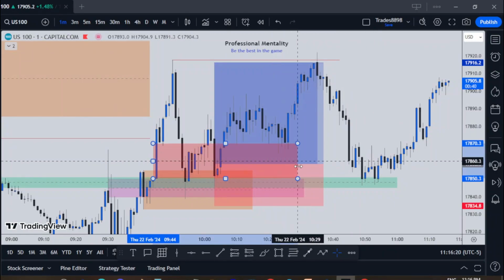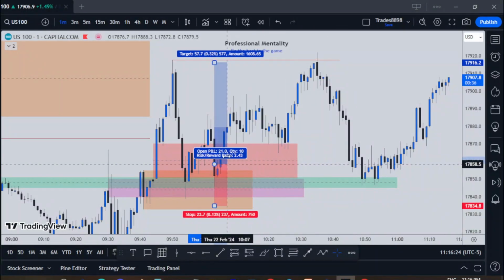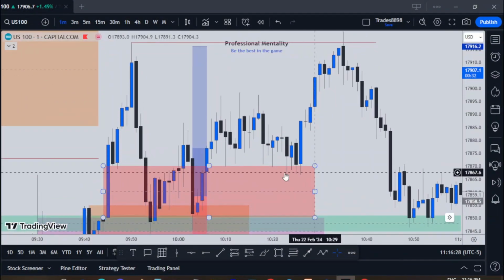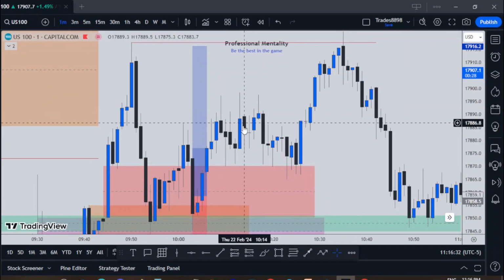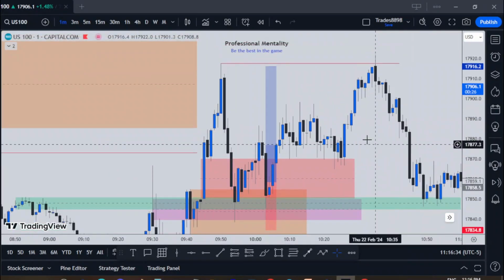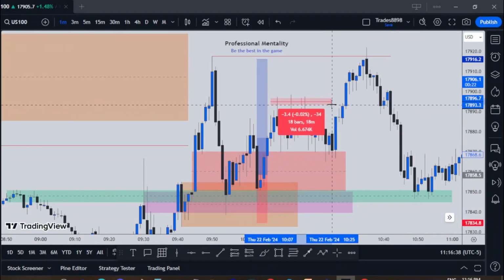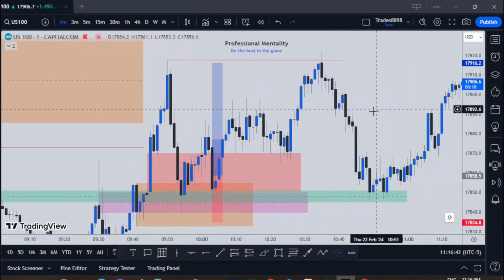So as you can see, if you take a little bit of time during this period right here, let me make this smaller so you can see it. You can see that price took a little bit of time here. Just this consolidation took around 18 minutes, right? But the whole trade was around 25, 26 minutes.